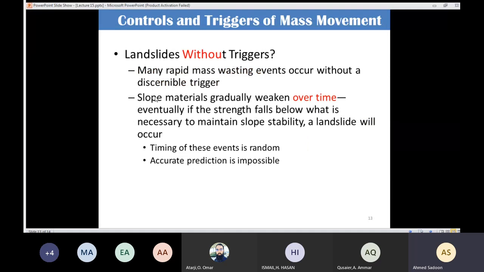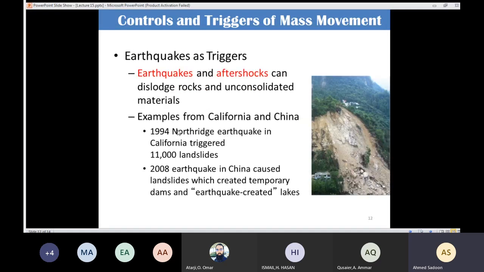Another question here: could we witness a landslide without any triggers? Is that possible? We said that we could start a mass movement because of the earthquake, or because of the oversteepened slopes, or because of the water, if the water saturates the soil, and also if we remove the trees and plants. But if I don't have any of these triggers, will I be able to see mass movement? The answer is yes.